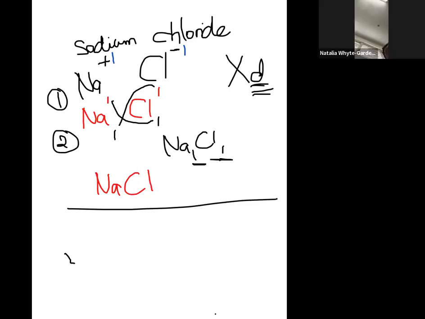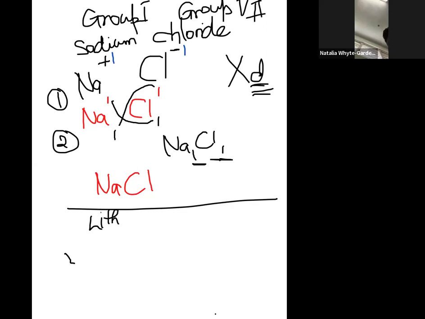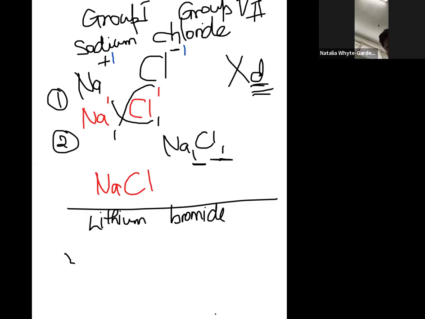Remember we say all elements in the same group will react the same way. So here we have a group 1 reacting with a group 7. Let me get another group 1 and another group 7. Give me a group 1 other than sodium and hydrogen, please. Lithium, miss. Good. Give me another group 7. Bromine. Bromide ion. So it's lithium bromide.